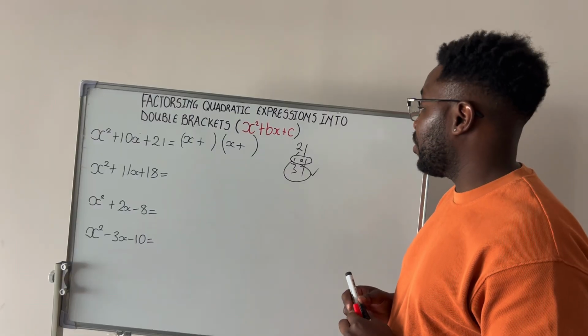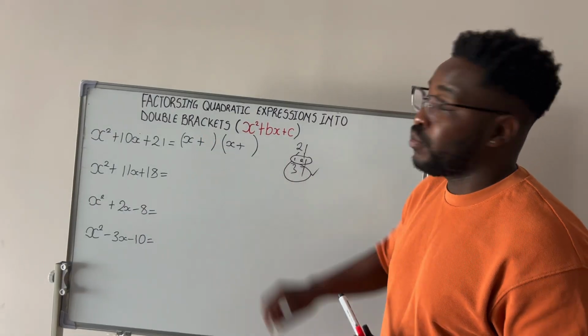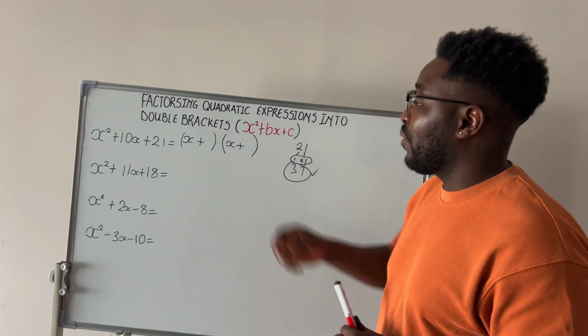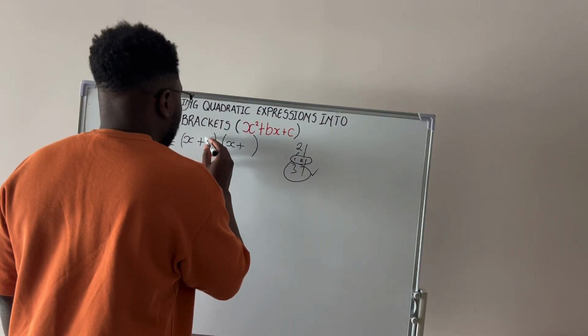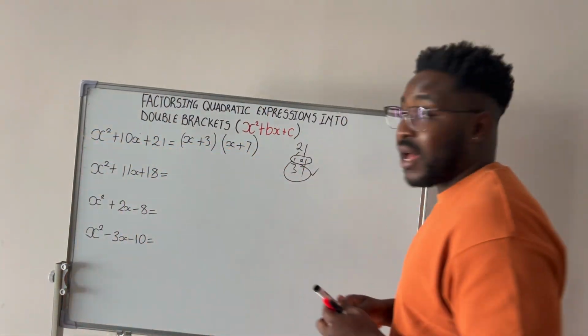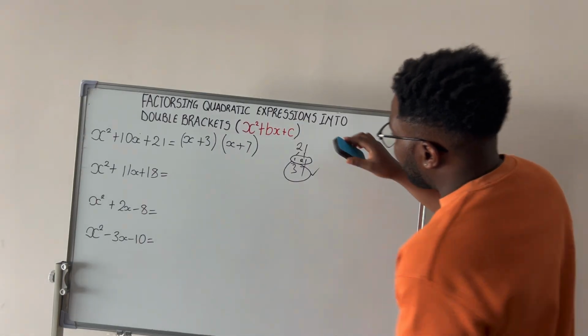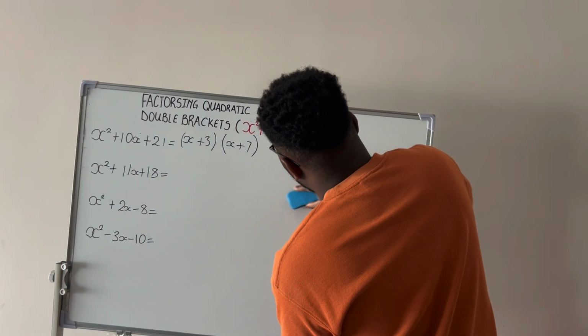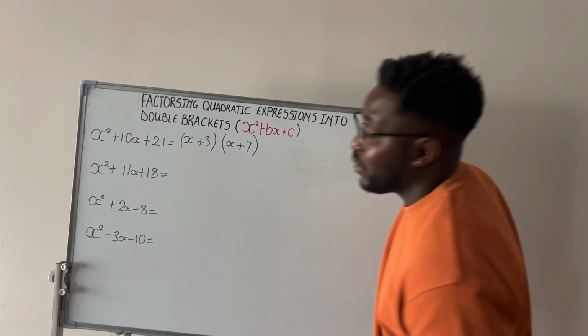And all we have to do is just insert 3 in our first bracket over there and 7 in our second bracket over there, right? So there we go, right? So we have factorized our quadratic expression into double brackets.